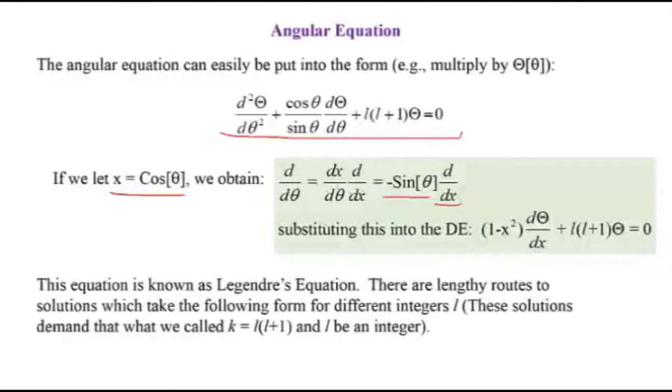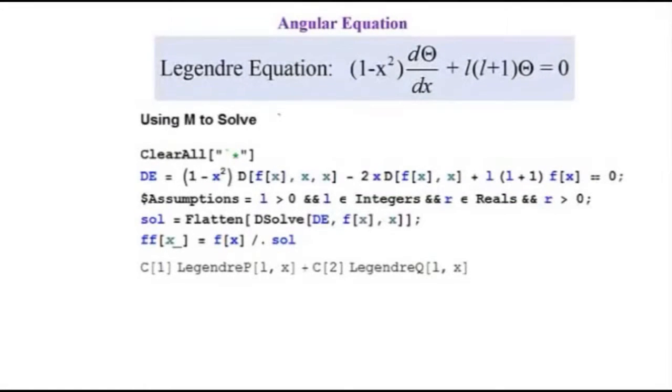So when we put this into the differential equation, it turns into a function of x, and so this is the x-dependent differential equation. This has a common name. This is Legendre's equation, and there are very difficult, lengthy routes to the solutions, but they take on the following form for different values of L. And these solutions are really where we get this requirement that k be L times L plus 1, and L is an integer. So let's use Mathematica to just solve this equation, see if it can do it.